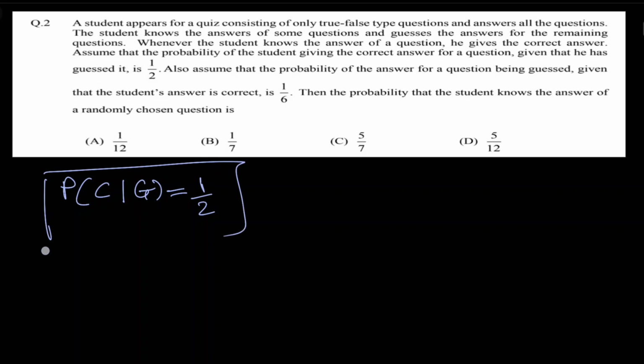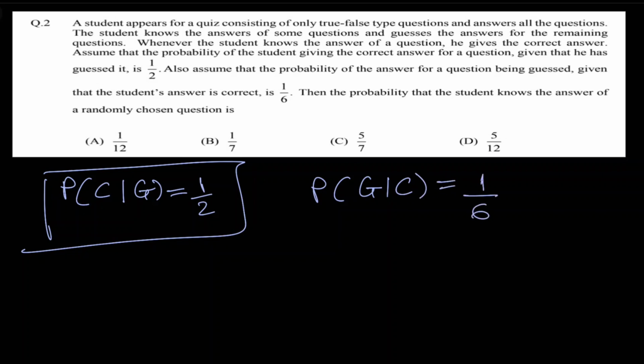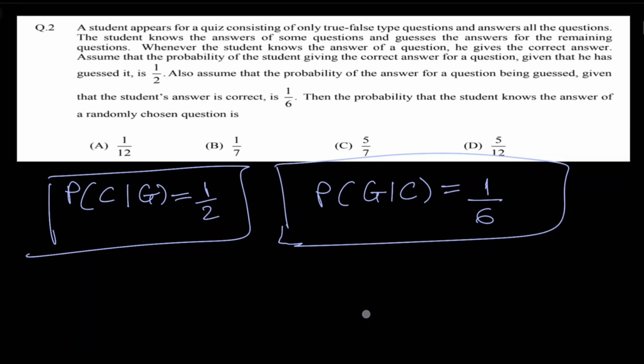Assume that the probability of the student giving the correct answer for a question, given that he has guessed it, is 1 by 2, which means that probability of correct answer given that he has guessed it is 1 by 2. This is conditional probability that the answer is correct given that it is guessed is 1 by 2. And afterwards, also assume that the probability of the answer for a question being guessed given that the student's answer is correct is 1 by 6. Means probability of question being guessed given that the question is correct is 1 by 6. Then the probability that the student knows the answer of a randomly chosen question is.